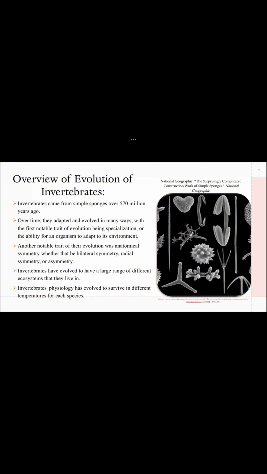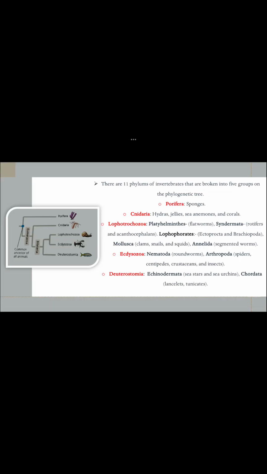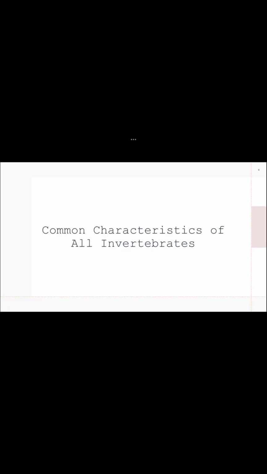Invertebrates have evolved to live in a large range of different ecosystems. Their physiology has evolved to survive in different temperatures for each species. This slide is a quick overview of the 11 phyla of invertebrates that are broken into 5 groups on the phylogenetic tree. Common characteristics of all invertebrates.